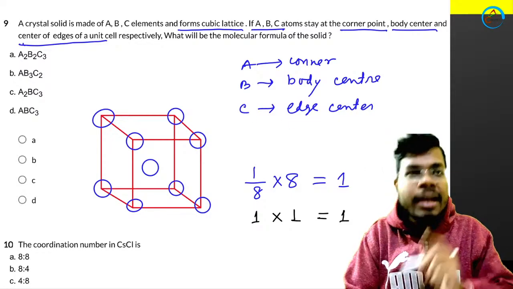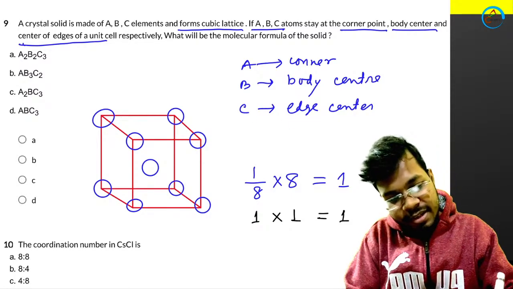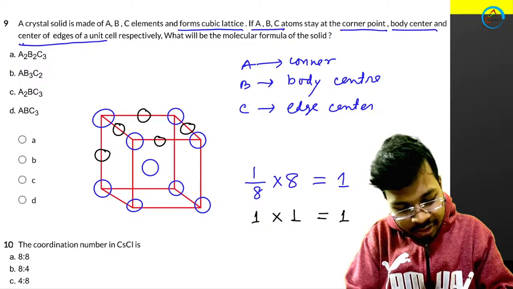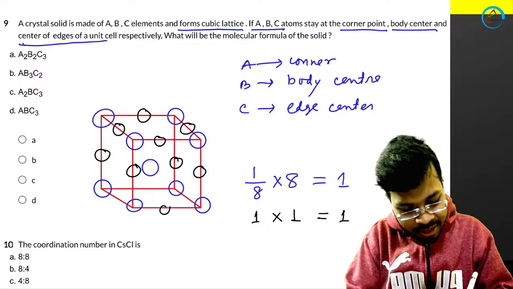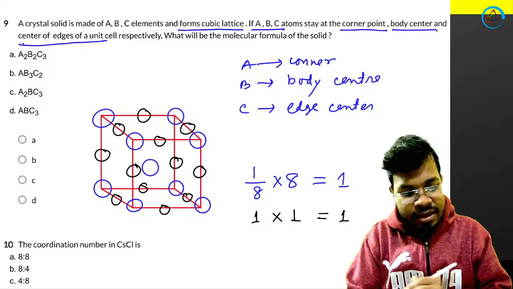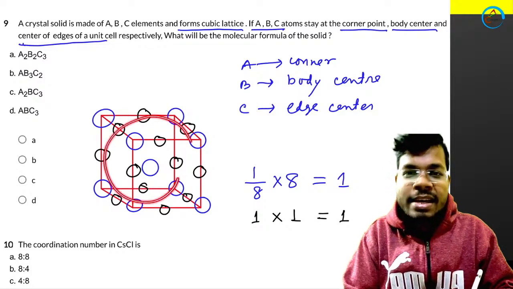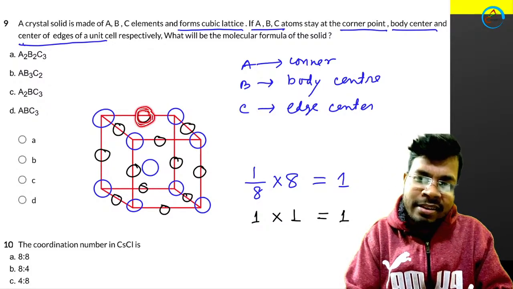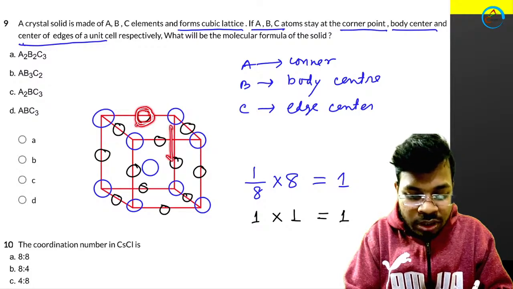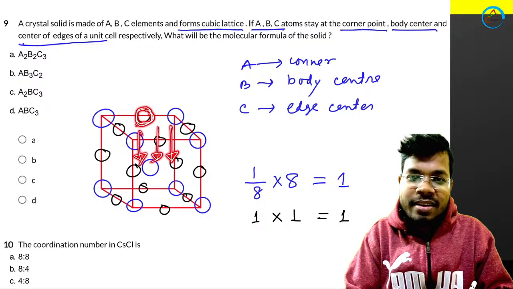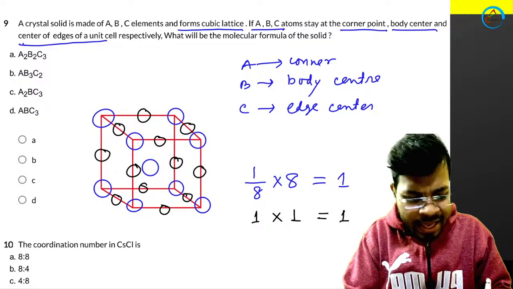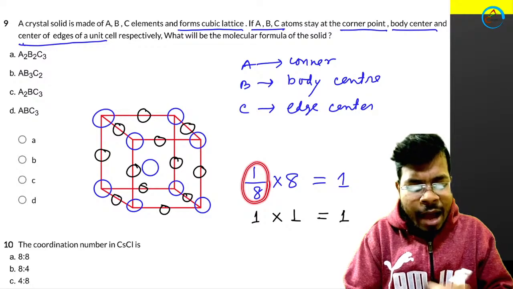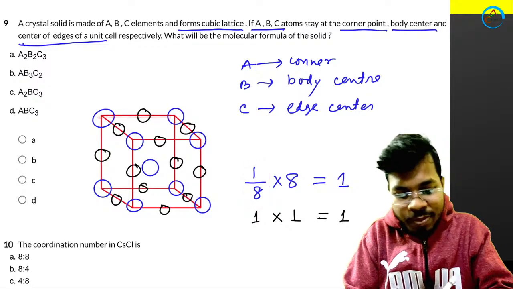Edge, how many edges are there? 12 edges are there. Good. So 12 edges means here, here, here, and so on. Now tell me, in this unit cell, from a particular lattice point that is present at the edge center, how much are you getting into the cell? Like here 1 by 8, how do you understand that? I am telling you, from the edge you will be getting 1/4.